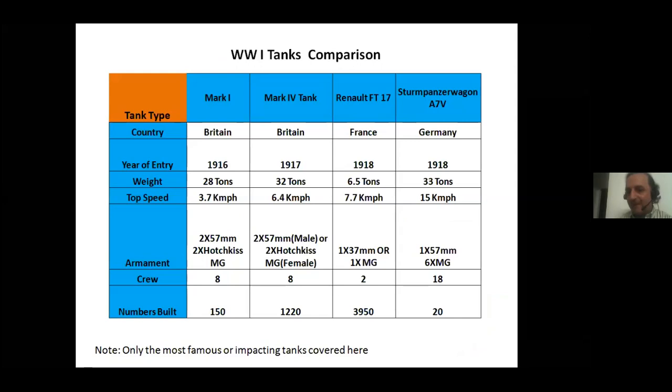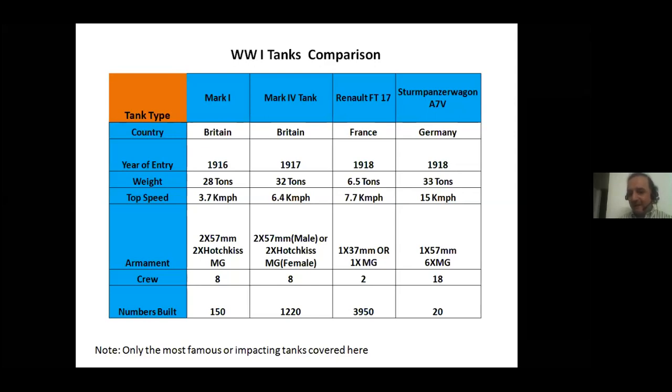Now, a quick comparison of the tanks that we just looked at. I picked up only the key tanks that we spoke of, and highlighted the weight, because you would immediately ask, one looks small, one looks big. So it's a quick comparison. The French looks very light, an infantry support vehicle. The Mark IV is pretty heavy at 32 tons. And the Panzerwagen for the Germans is pretty heavy. It's a huge tank accommodating 8 people for the French and then 18 people here.